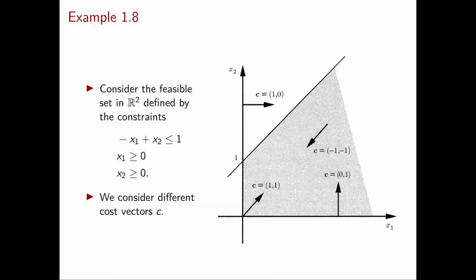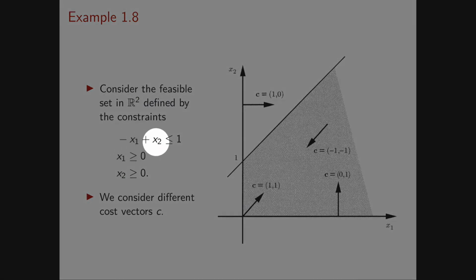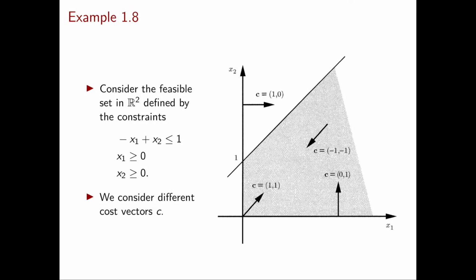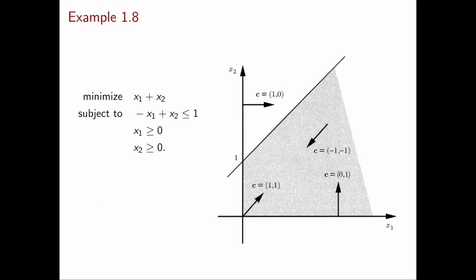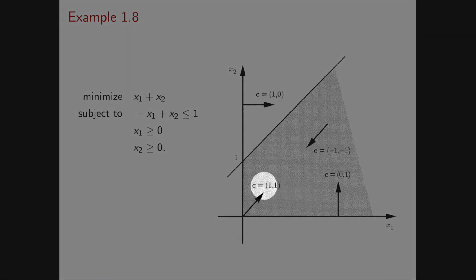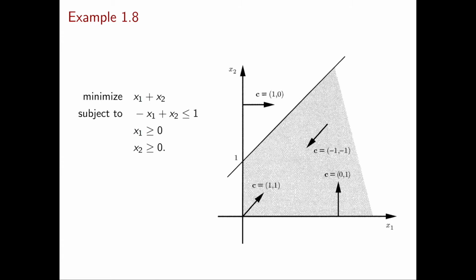We have non-negativity, which immediately restricts us to the non-negative orthant, and then we have the inequality minus x1 plus x2 less than or equal to 1, which gives us the half space below this line. As I said, we're going to consider different cost vectors C, and they're all visualized in this picture. So we're going to start with this one, C equal to 1, 1. In fact, we're minimizing x1 plus x2. In this case, we're moving the line orthogonal to the vector C, which is this one over here, downwards as much as possible, and so our optimal solution will be the origin. Also in this case, the optimal solution is unique.